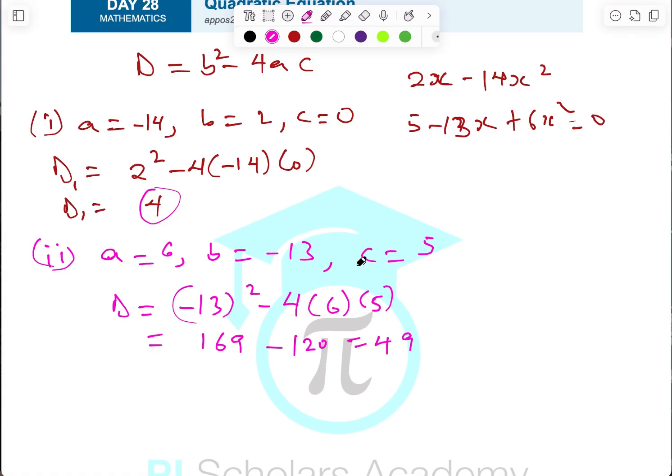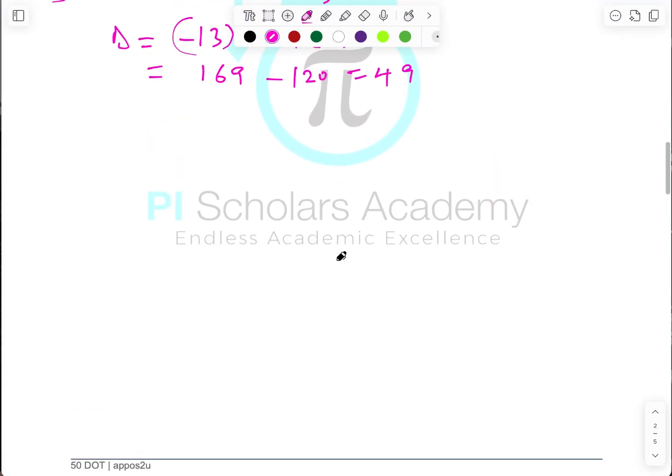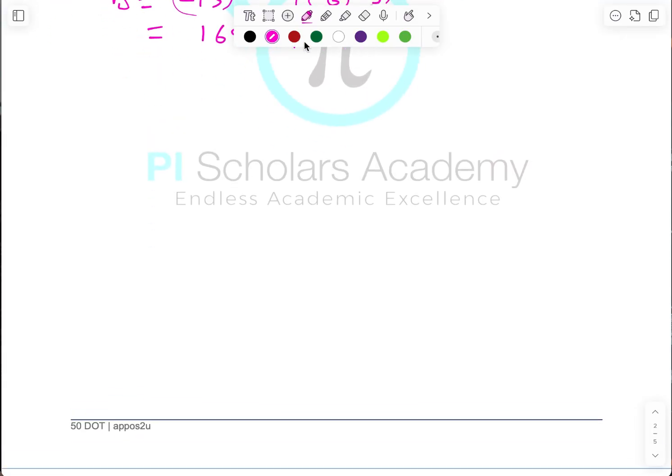So let's go. Now, we have the way we solve quadratic equation. And then the first method that I'm going to be introducing you to is the method of factorization. So, method of factorization. So, how do we factorize?